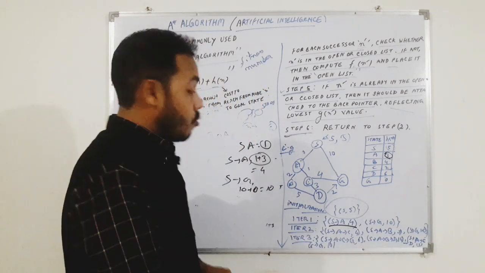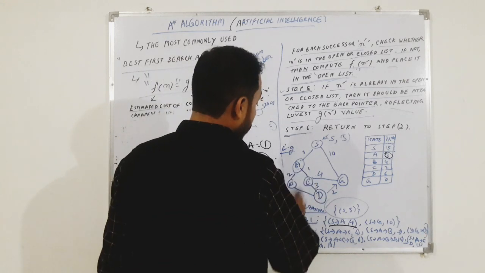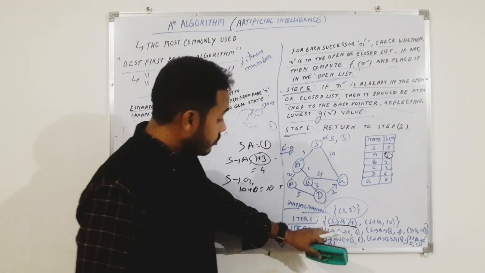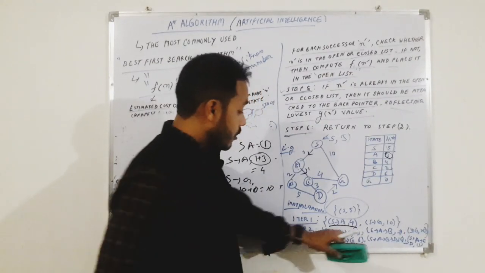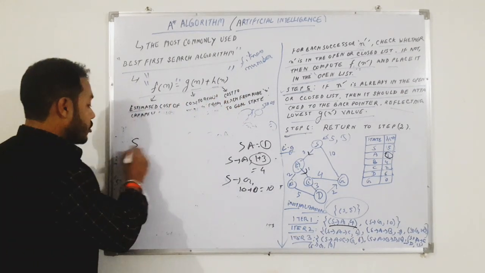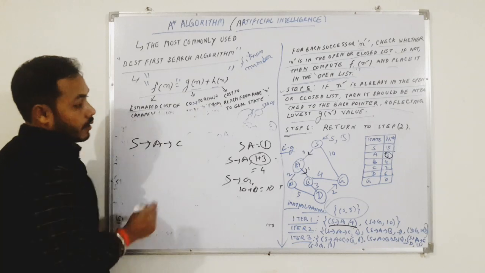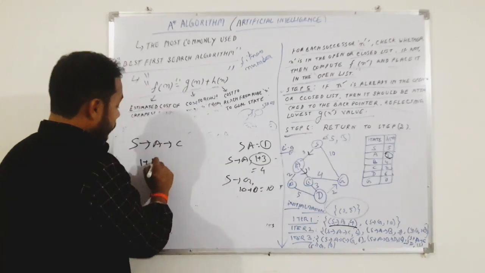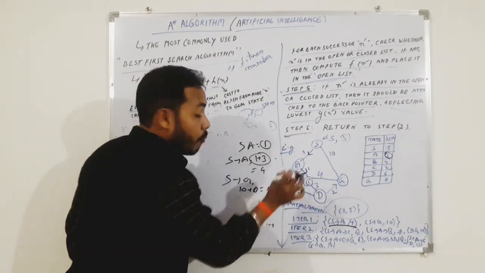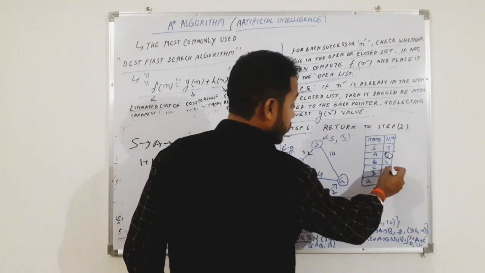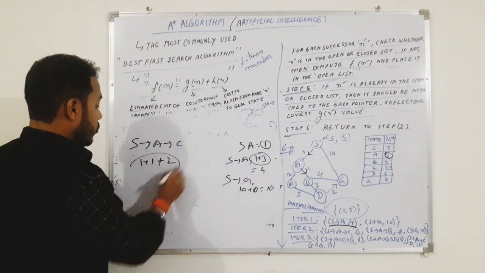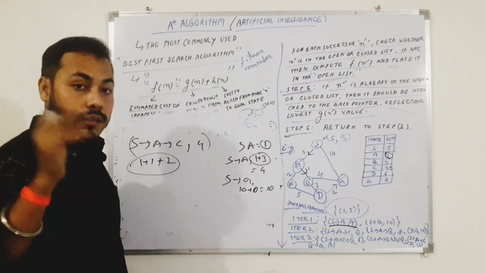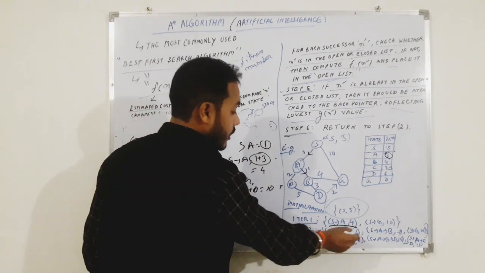Clear? Then iteration 2. Now from A, which nodes can we reach? A to B, A to C, like that. So consider S to A to C. Can you tell me how much cost is involved? S to A is 1, plus A to C 1. And if you are at C, the cost to reach the goal from the table is 2. So 1 plus 1 plus 2 is 4. That's why I am writing S to A to C, that is 4.